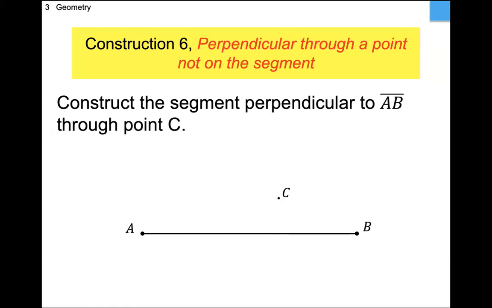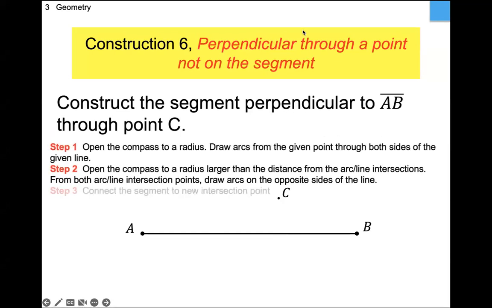This is an organizational challenge here. Oh, I'm sorry, I didn't show you the steps. So here are the steps. There are four of them again. You're going to feel like these are the same constructions over and over again. They're just slight modifications, like one step is different.